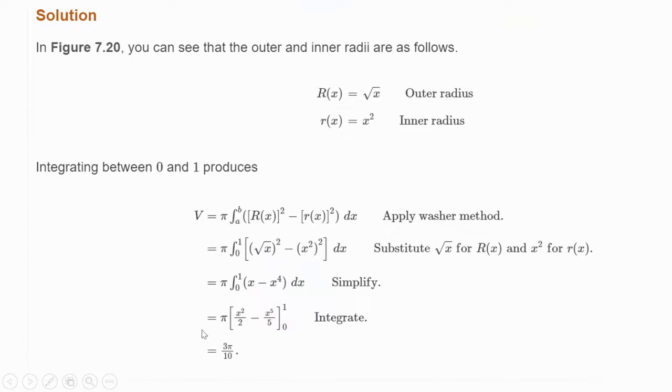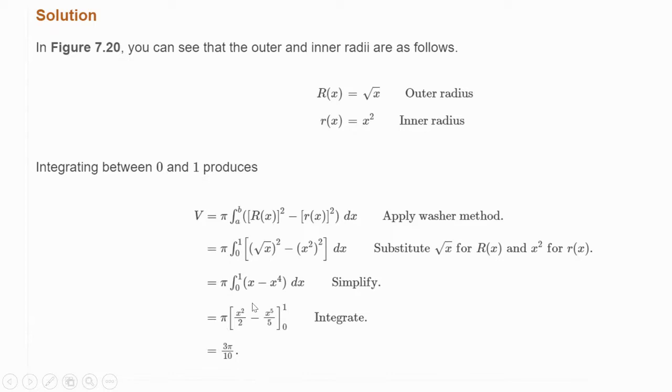Now we're just going to substitute things in and do the calculation. This is pi times the integral from 0 to 1. Now this is going to be the square root of x whole squared, and the square root of x whole squared is x. This minus sign is that minus sign as well. Then the inner radius is x squared, but this is x squared whole squared, and by properties of exponents, x squared squared is x to the 4th. So I'm integrating pi times the integral from 0 to 1 of x minus x to the 4th dx.